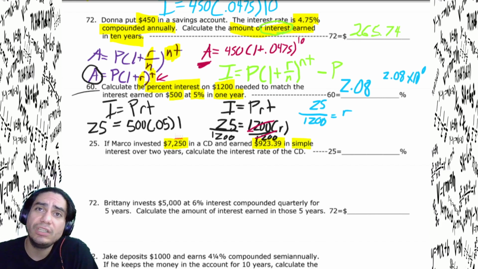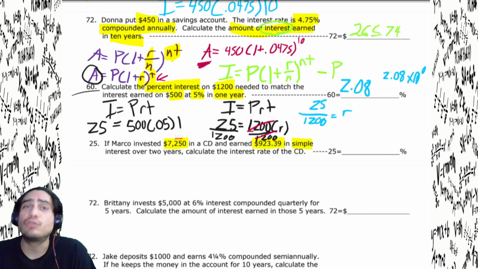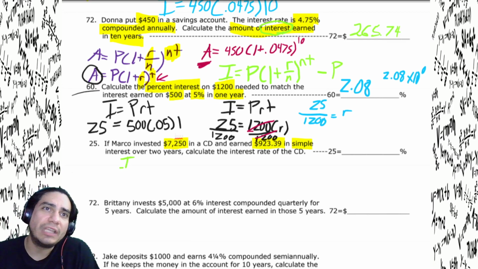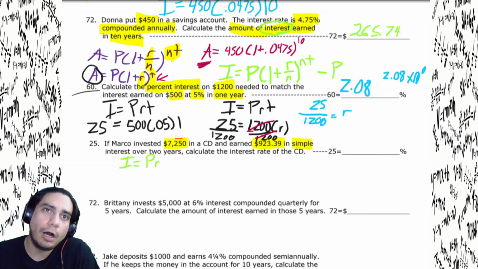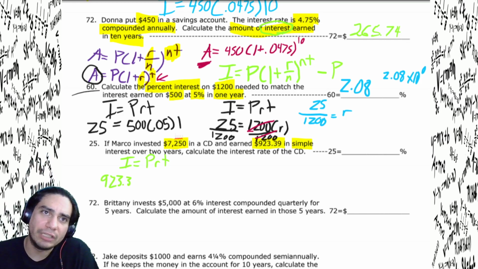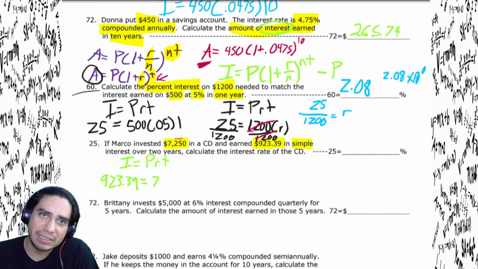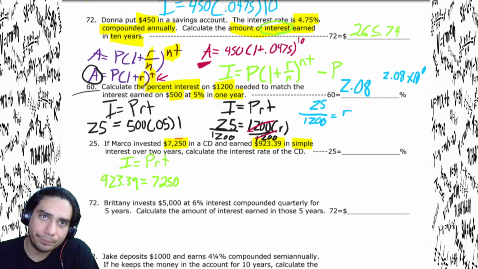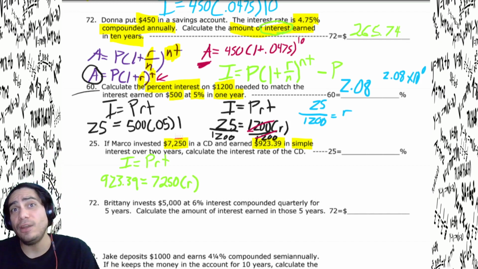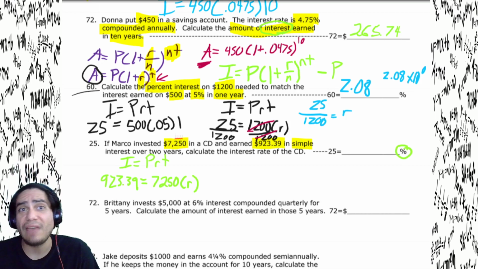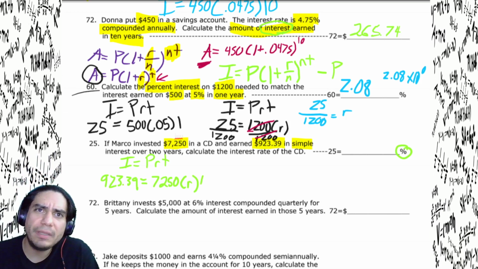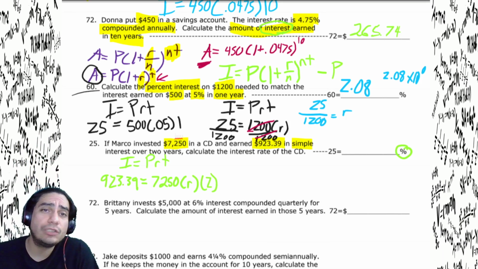We already know we're going to use one of these formulas. Calculate the interest rate. Yet again, we're not working forwards, we're working backwards. We got I equals PRT. We're going to go ahead and start substituting. 923.39 equals 7,250 times the rate. Now, we're looking for the interest rate. And notice, it's in percent form, so we're going to have to multiply by 100 at the end to turn it into a percent. But we actually already know how much our time is. It's different than 1. It's actually 2 years.